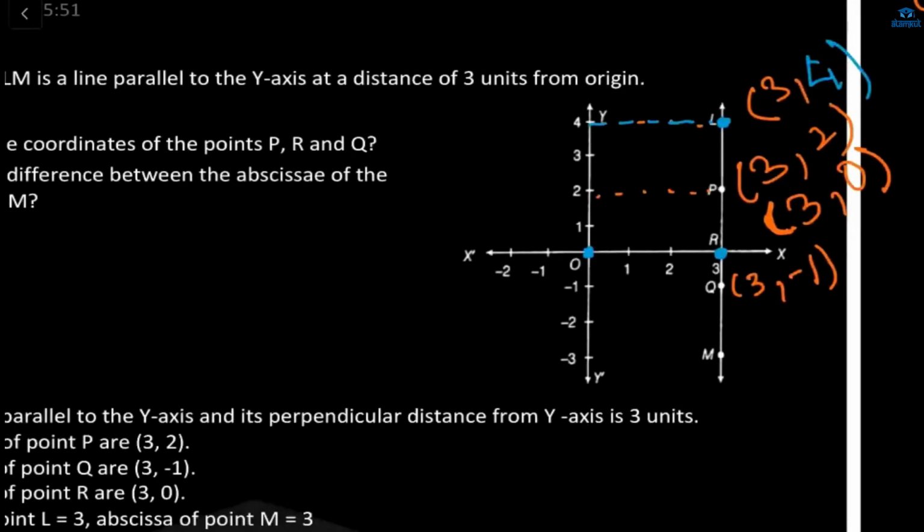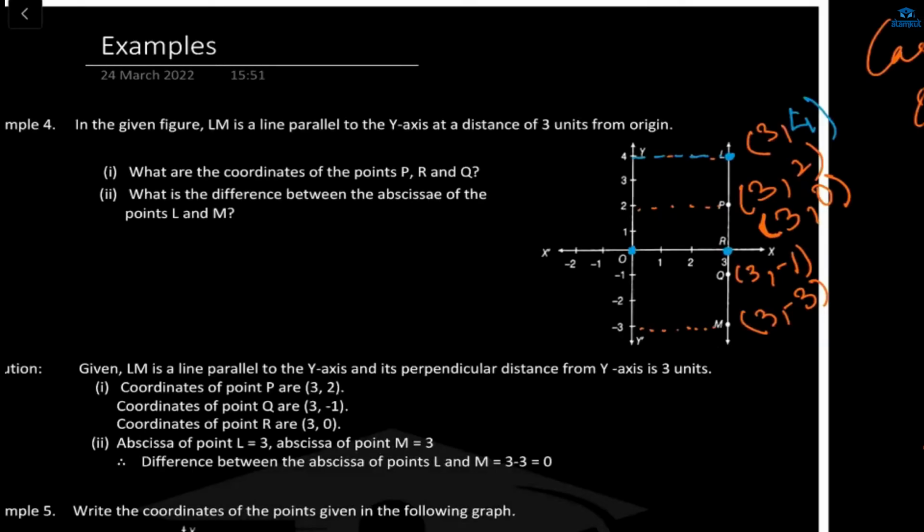Now similarly for M. Shazan, can you tell me the coordinates of point M? For point M, it is minus 3 for y and 3 for x. So 3 and minus 3. Always tell x first, and then y. Ma'am, you had drawn a line over there, so I thought I'd give y first. But always we write the x value and then the y value. So now it is asking you the second question: what is the difference between the abscissa of the points L and M?